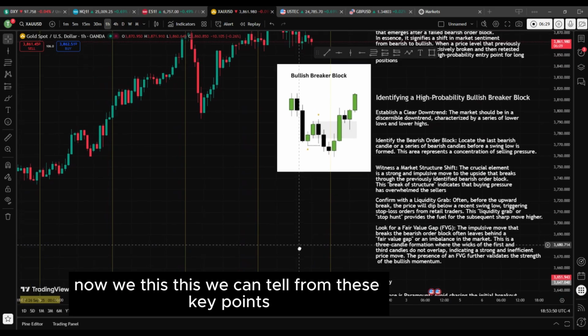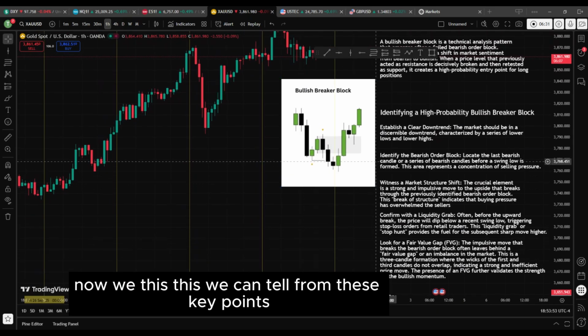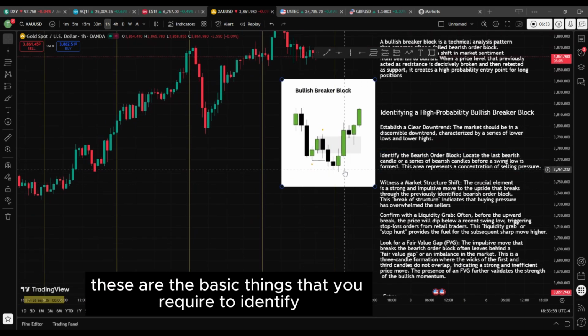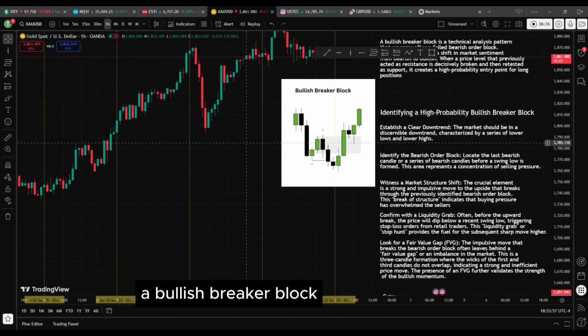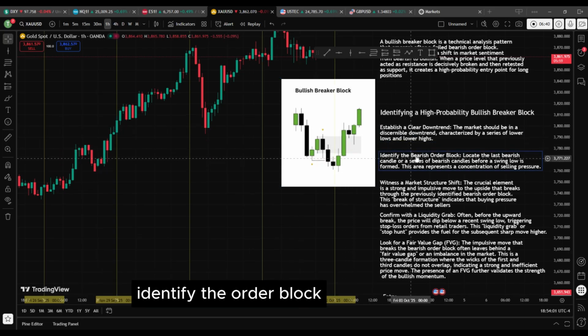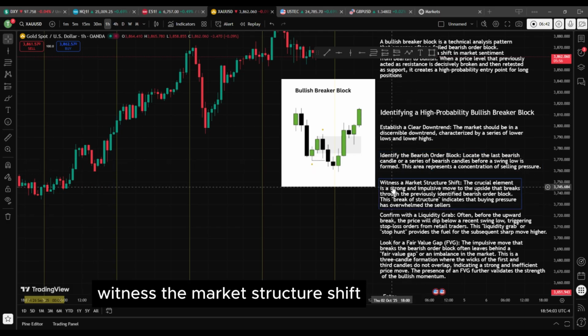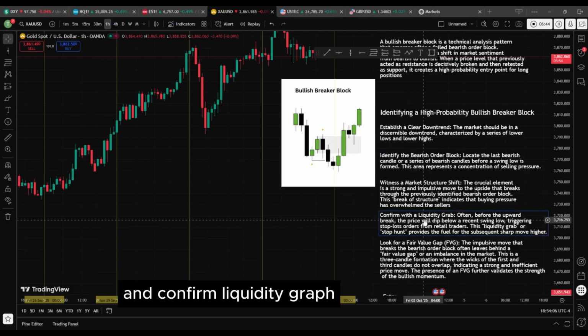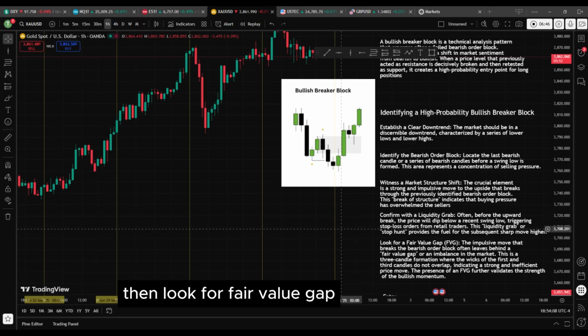Now, we can tell from these key points, these are the basic things that you require to identify a bullish breaker block. Identify a clear downtrend. Identify the order block. Identify the market structure shift and confirm the liquidity grab. Then look for a fair value gap.